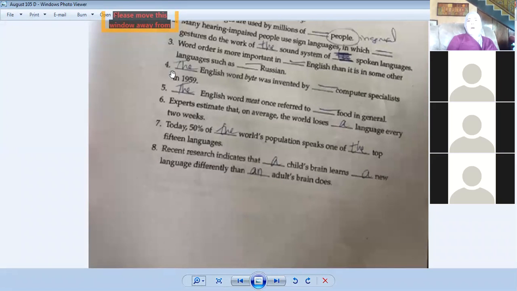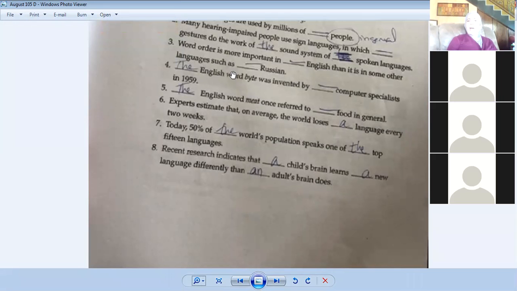So look what I have here. Here, guys, this is not a language. I say the English word. Al-kalima al-Ingliziyya. It's a specific word that I'm talking about. Bite. That's why I put the. I'm not talking about English as a language here. I'm talking about a word that is English, okay, which is bite. A specific word. That's why I use the.